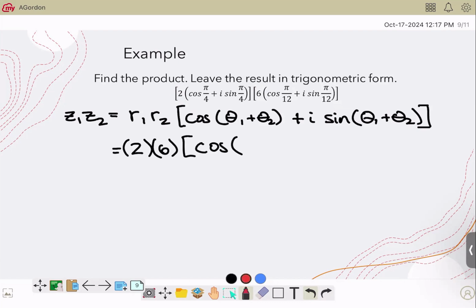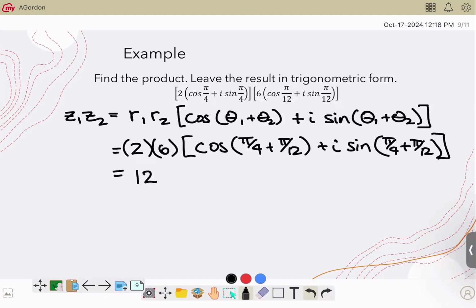So the angle in our first number is pi over 4. The angle in our second number is pi over 12. So we're going to end up adding those two together. And then we do i times sine of the same thing. Okay, so I'm going to go ahead and multiply the 2 times the 6. And now I'm going to add the angles. 12 is the common denominator.